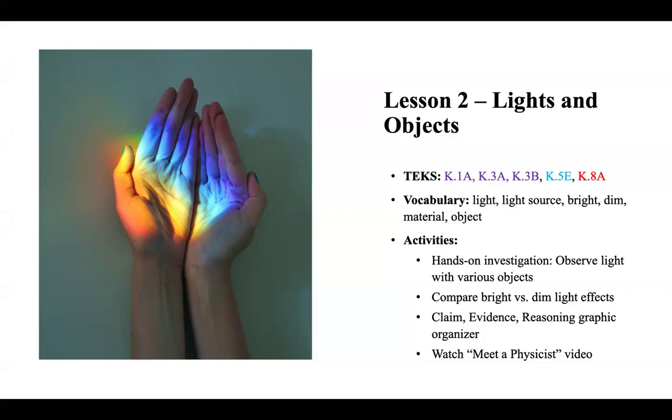These are the TEKS. Vocabulary terms: light, light source, bright, dim, material, and object. For the activities, there is the hands-on investigation, observe light with various objects, compare bright versus dim light effects, the claim, evidence, reasoning graphic organizer, the CER, and watch the Meet a Physicist video.